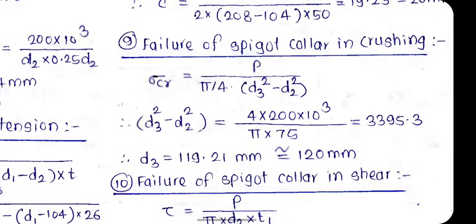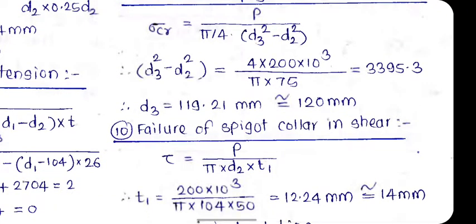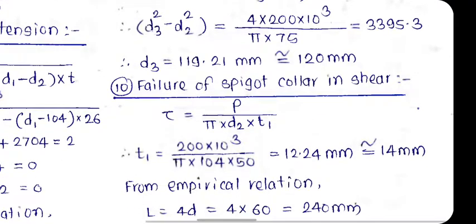Next is failure of spigot collar in crushing. Equation is sigma cr is equal to force upon pi by 4 into d3 square minus d2 square. So from this equation you can calculate the value of d3. So after solving this equation, the d3 will be 119.21, that is approximately equal to 120 mm. And last stage is failure of spigot collar in shear. So tau is equal to force upon pi d2 multiplied by t1. So from this equation you can calculate the value of t1. So after solving you will get the value of t1 as 12.24 mm, approximately equal to 14 mm.